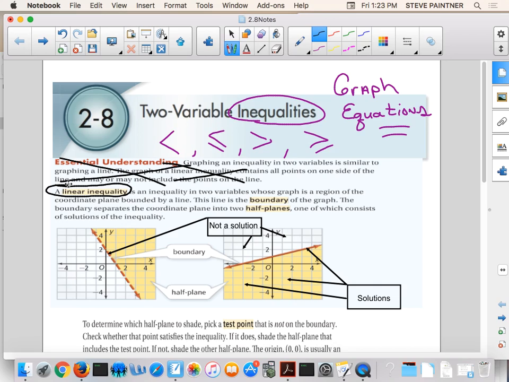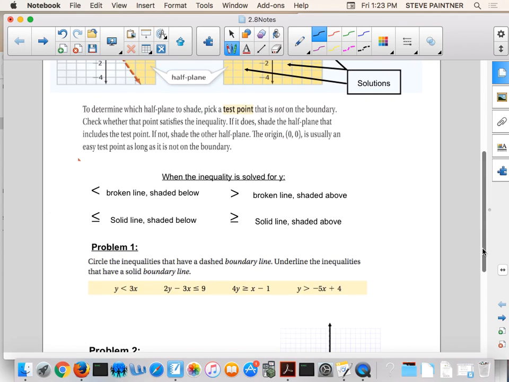The boundary separates the coordinate plane into two half planes, one of which consists of the solutions, the side we're going to shade. The solutions are the side we shade. Now looking at this, what's not a solution? The side that's not shaded. What is a solution? The side that is shaded, and anything on the line. What about this broken line? It's not a solution. Broken lines have no solutions on them. The shaded side is the solution. Okay? All right. Keep going.